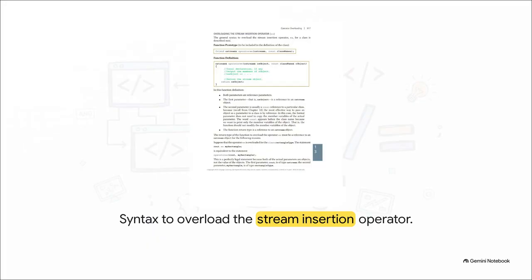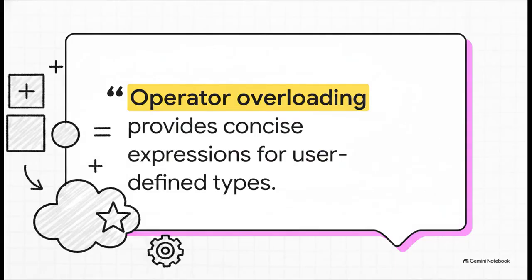And here's your master blueprint for making it happen. If you follow this specific syntax pattern, passing both the ostream and your custom object as reference parameters and making sure the function returns an ostream reference, you will seamlessly integrate your custom object right into the standard C++ ecosystem. You can finally use cout on your custom rectangles or clocks exactly like you would on a standard integer or string.